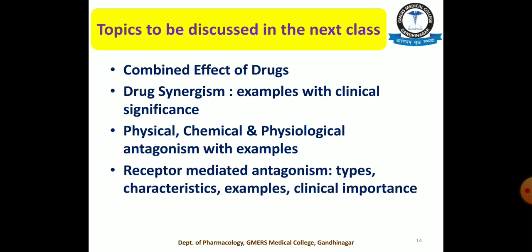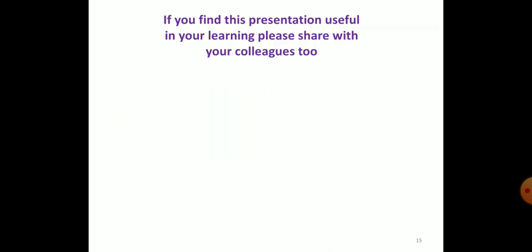physiological antagonism. And last but very important antagonism, because you know that the majority of drugs act through receptors, so you will find agonistic drugs and at the same time antagonistic drugs. So receptor mediated antagonism, this we will discuss in detail: what are the types of receptor mediated antagonism, what are its characteristics, examples and clinical importance.